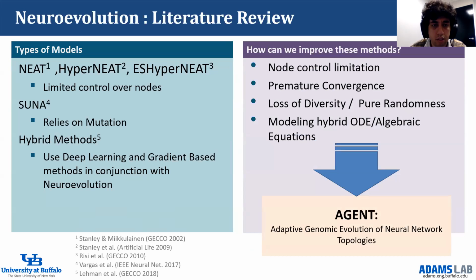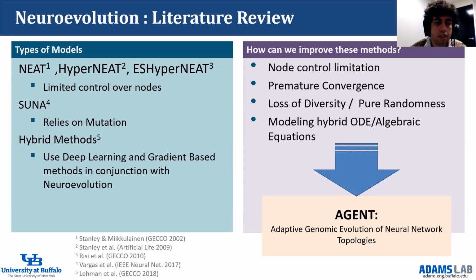I don't go over every possible architecture we have in neuroevolution, but the most famous ones are NEAT, HyperNEAT, and ES-HyperNEAT, where NEAT stands for NeuroEvolution of Augmenting Topologies, and they are coming from the same group, obviously. They are very famous and very well known, but they have limited control over nodes. If I want to explain, they are encoding only the edges of a neural network. They are not controlling the node activation or how the node can be used for ODE equations.